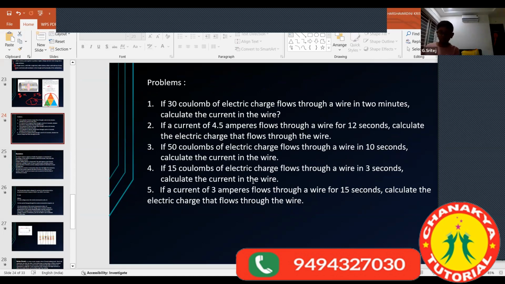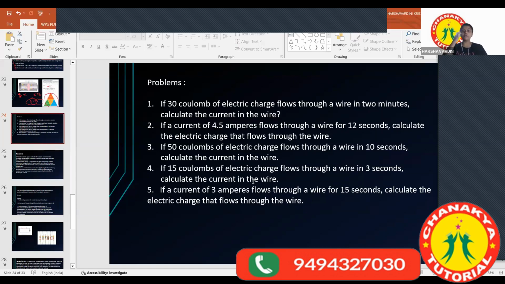Ma'am, the first 3 questions are in the homework. If you have done the homework, then go with the 4th and 5th. Do the 4th and 5th question. If you have any doubt, please do ask me immediately.